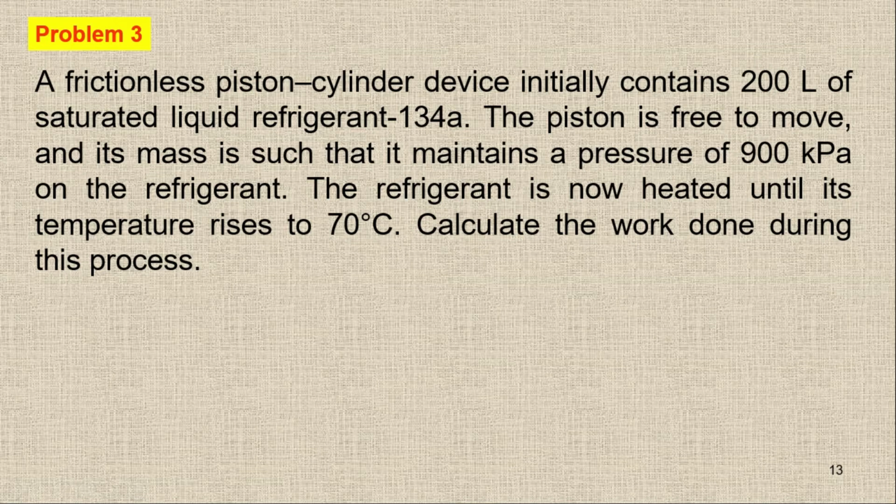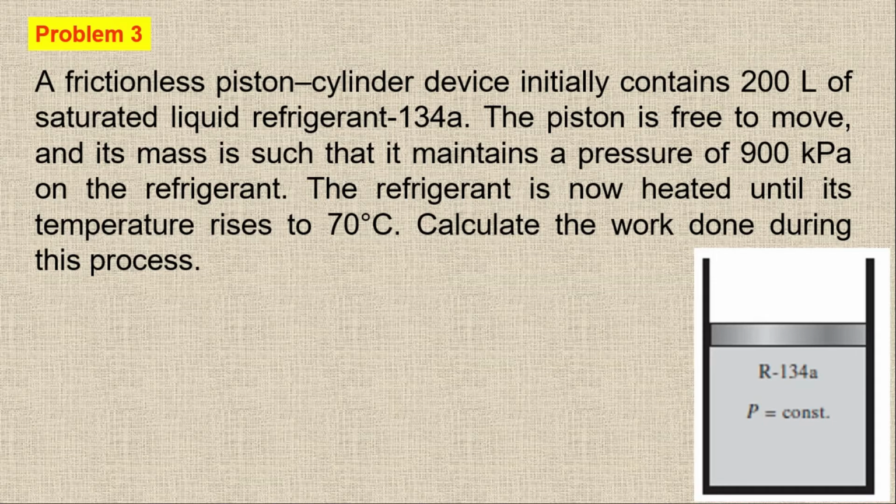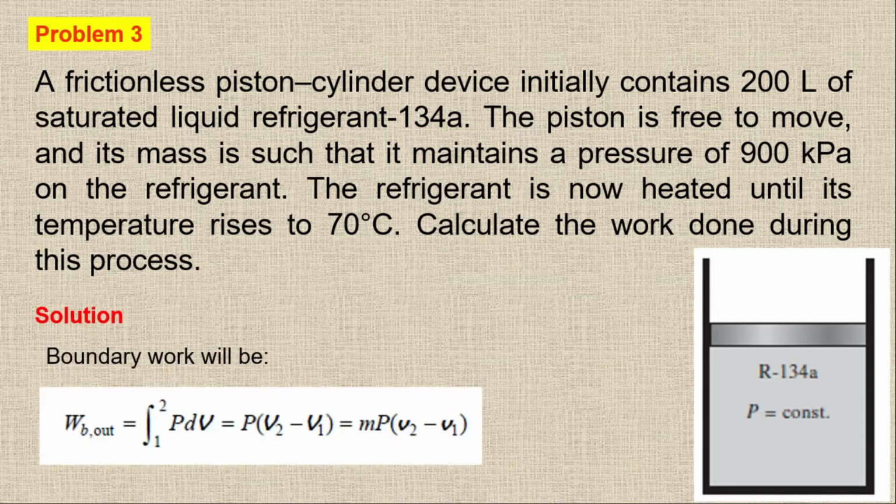So, similar to the last question, we have the boundary work, which is m, P, V2 minus V1. So we have the specific volume. By using the given volume, which is 200 liters, and this 200 liters is the volume of the saturated liquid.